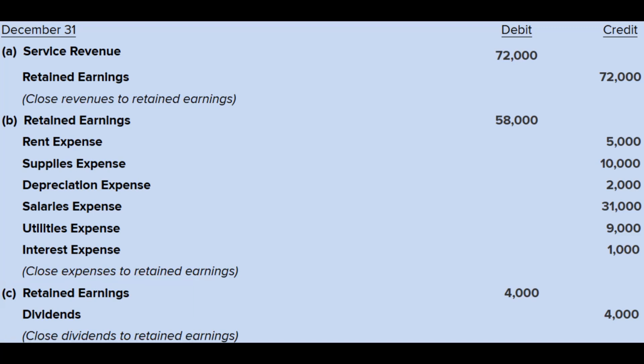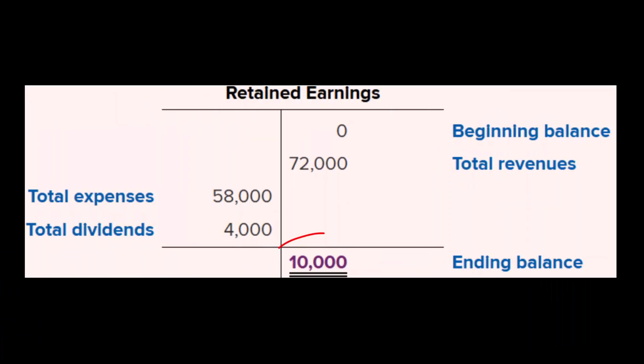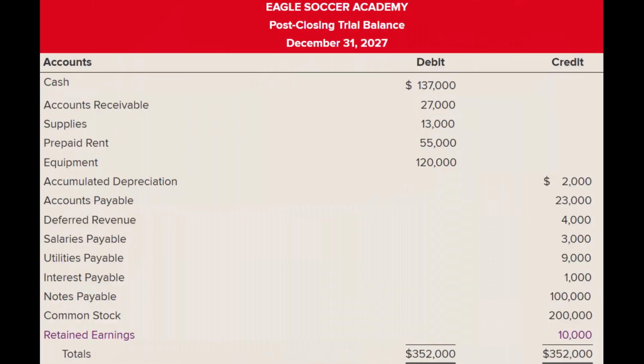After posting these entries, what is the balance of each revenue, expense, and dividend account? The answer is 0. And what is the ending balance of retained earnings? It's $10,000, exactly what we calculated on the statement of stockholders' equity. And with the closing entries posted, the accounting cycle for Eagle Soccer Academy's first month of operations is complete.